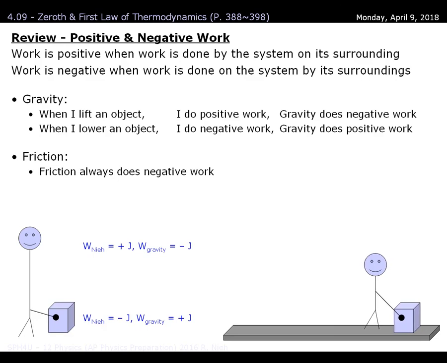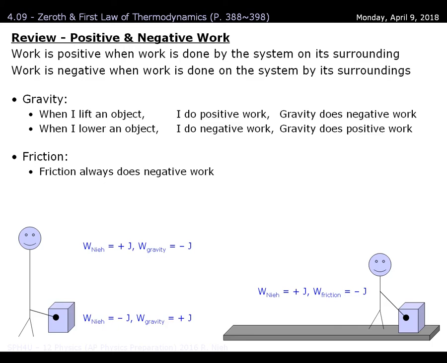For example, if I try pulling the box towards the left, friction acts towards the right. And if I try pushing the box towards the right, friction will act towards the left. And since friction always opposes the direction of travel, that's why friction performs negative work.